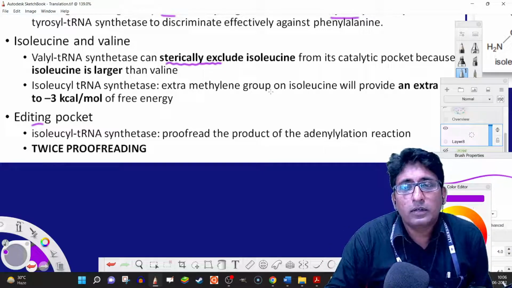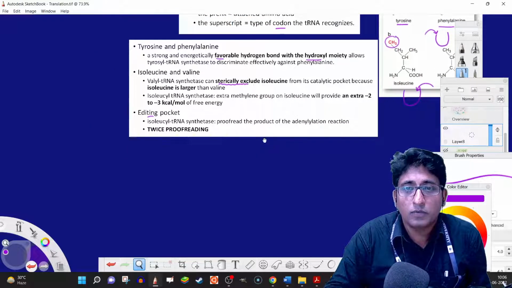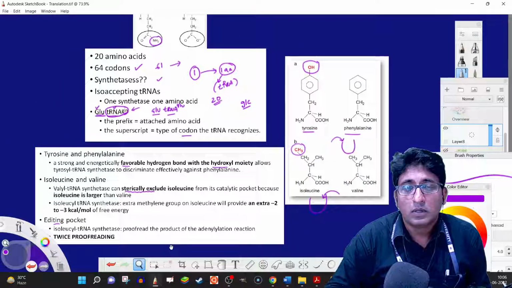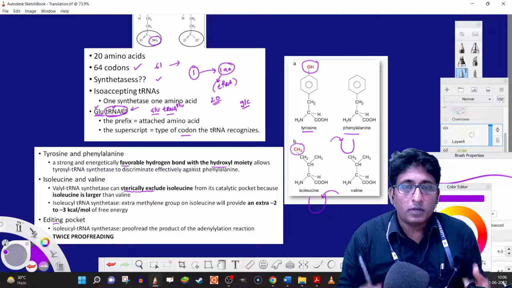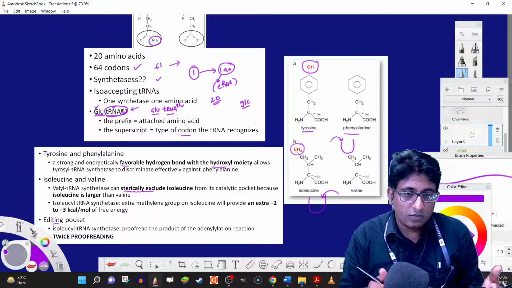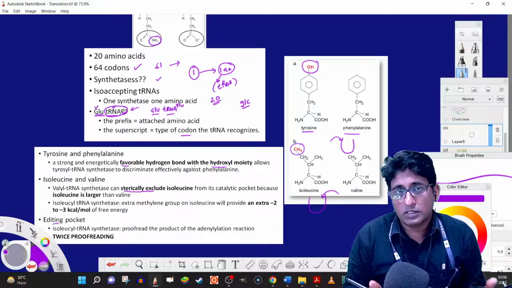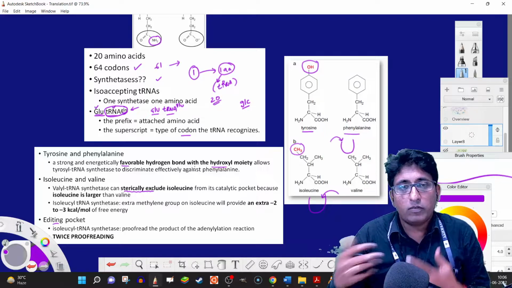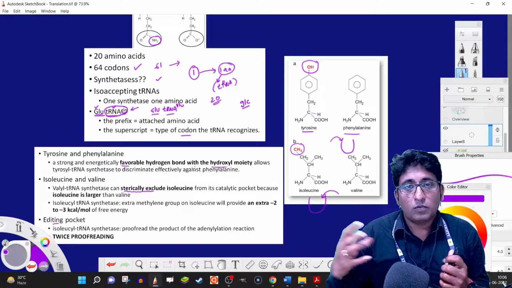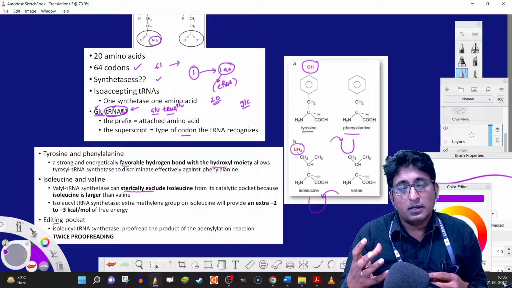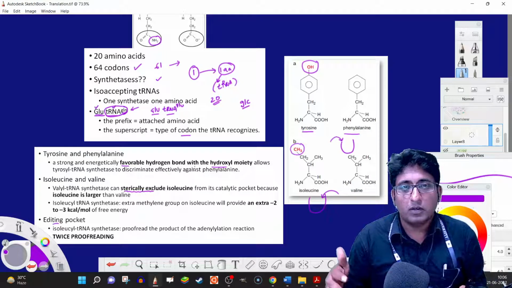So one can expect that there are multiple methods of proofreading when it comes to the charging of tRNAs. It is an important thing, because if a large number of mistakes happen with regard to charging of tRNA, there is no reverse reaction to this. Once charging has happened, the ribosome would pick up the charged tRNA and add the growing peptide onto it.